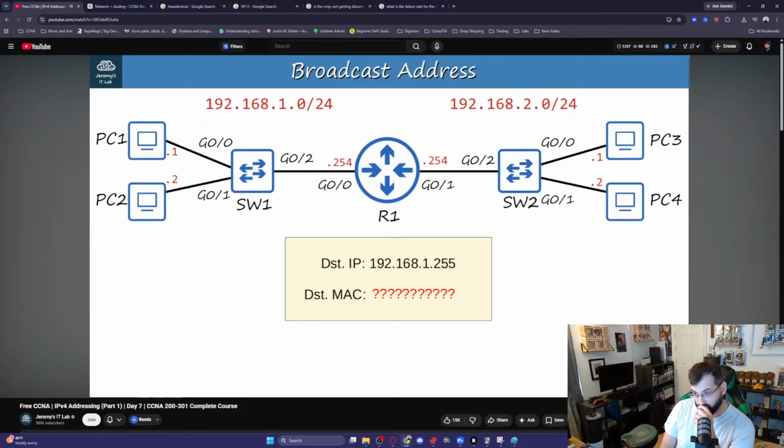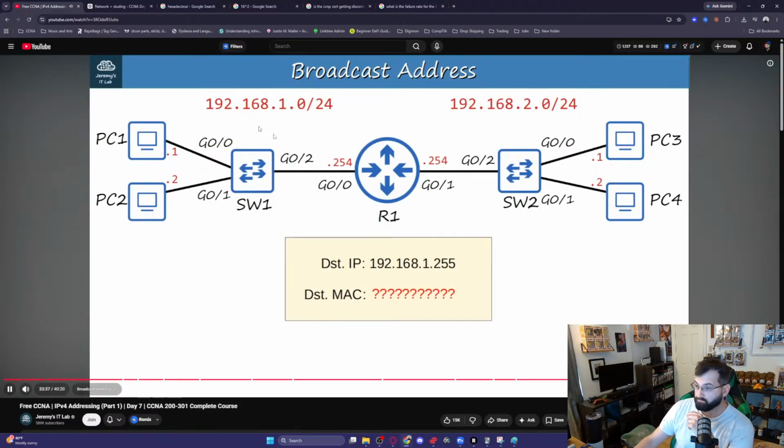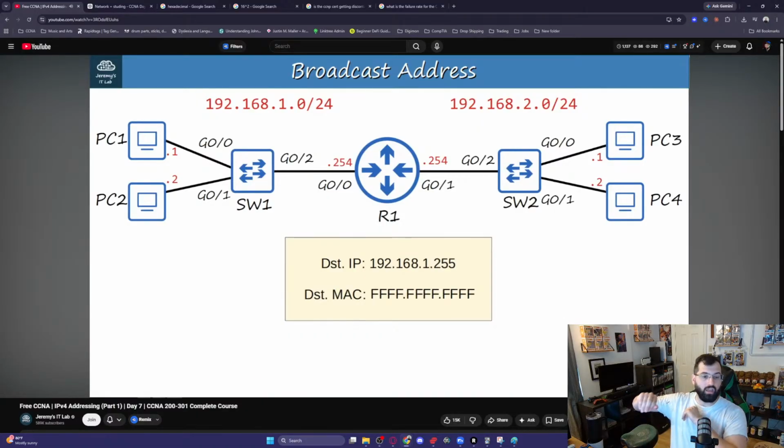So, the broadcast address is the layer 3 address used to send a packet to all hosts on the local network. If a packet is sent with this destination IP address, what do you think will be the destination MAC address of the frame it is encapsulated in? Think about the Ethernet LAN switching videos. Oh, this is a broadcast, so it's going to be a flood. It's going to be all Fs, the broadcast MAC address. If PC1, for example, sent a ping to 192.168.1.255, it would be received by PC2 and R1's G0/0 interface.